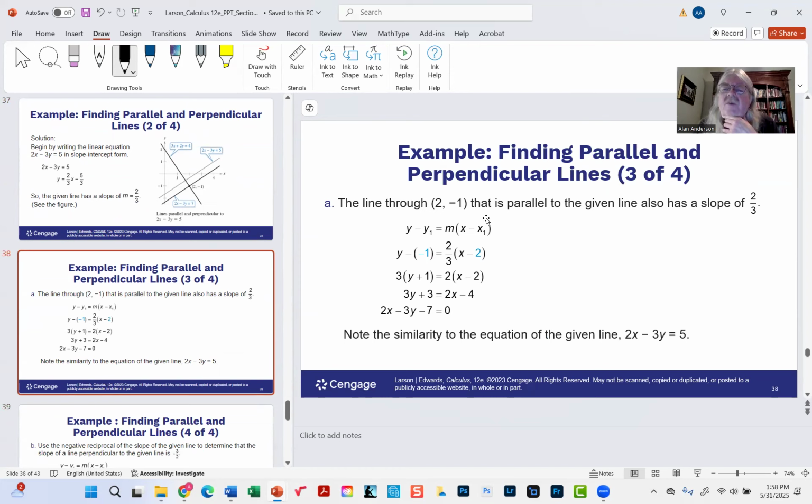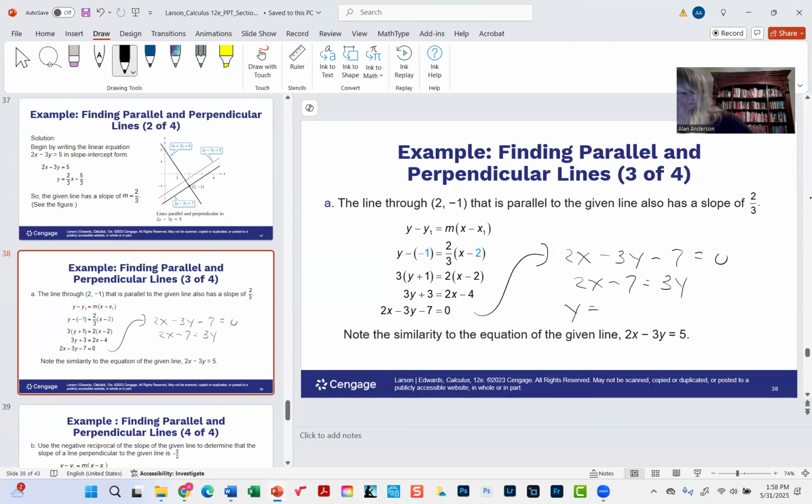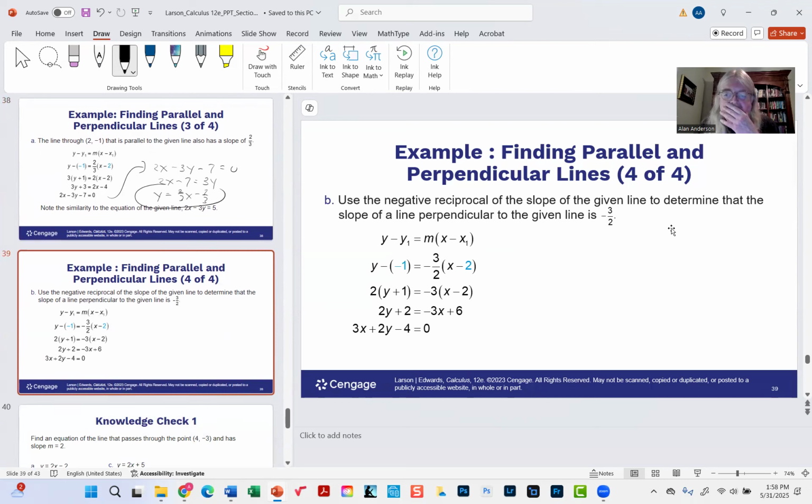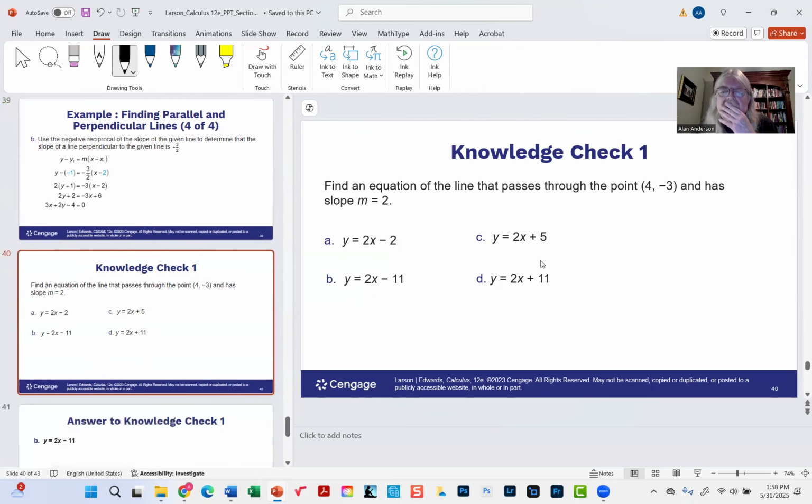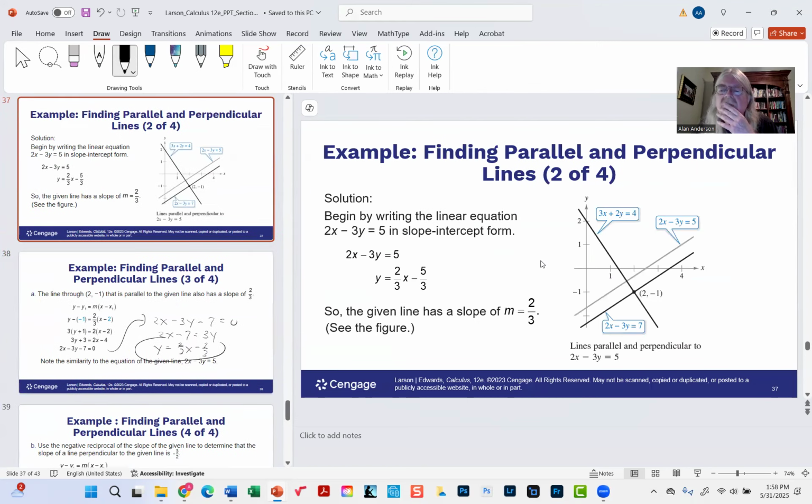Okay, so what they're doing is they're taking the point slope form and replacing the slope with 2/3 and the point they gave us, which is 2, -1, which leads us to this equation. And for the second one, they're replacing the slope with -3/2 and substituting in the same point. So this is what it ultimately looks like. This is the original line, by the way.